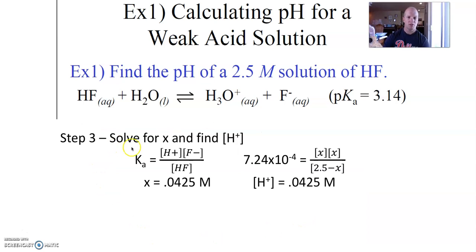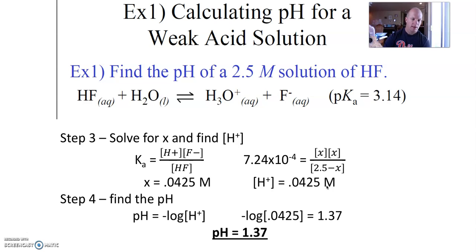We use our equilibrium expression for the reaction right here, and we plug values into it. I know my Ka is 7.24 times 10 to the negative fourth. I plug in my values from the ICE chart for the concentrations. And remember, we can ignore this X down here because it's so small, it's not going to affect the concentration very much. When I do all that, I get H plus equal to 0.0425 molar. If you have any questions about how to solve that, let me know.